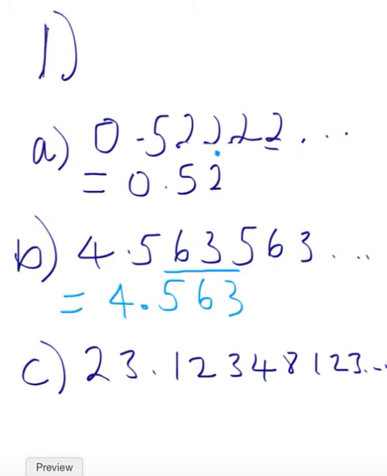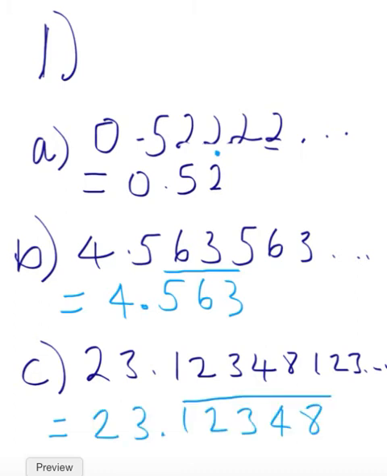With the last one, let's see if there's a pattern. We've got 23, and our decimal point, and we've got 1, 2, 3, 4, 8, 1, 2, 3, and 4, 8. I couldn't fit it on my page, but you can see on your worksheet, that's the pattern. So the pattern is 1, 2, 3, 4, 8. Only write it once, and because there are quite a few numbers, the line goes above them all.